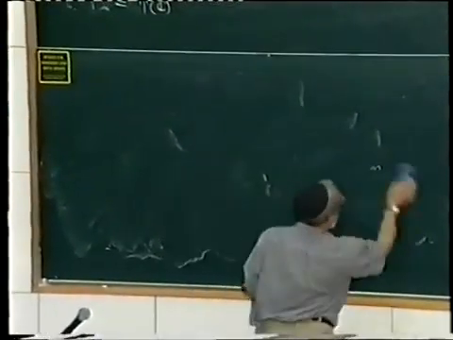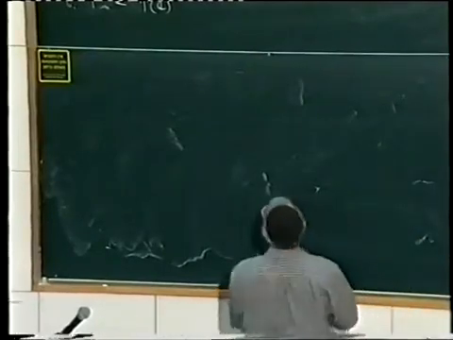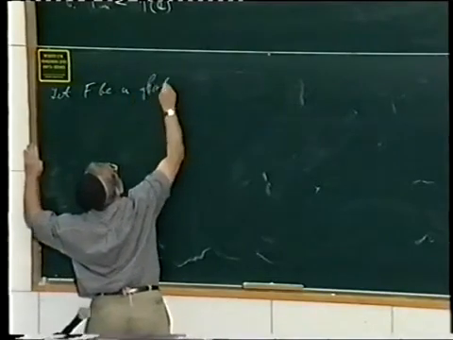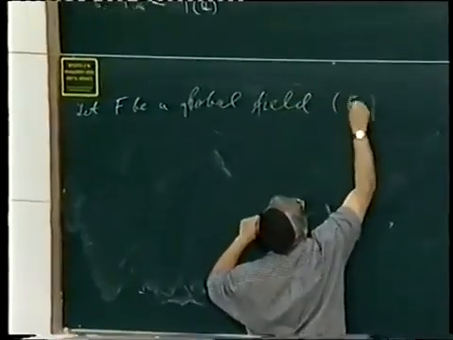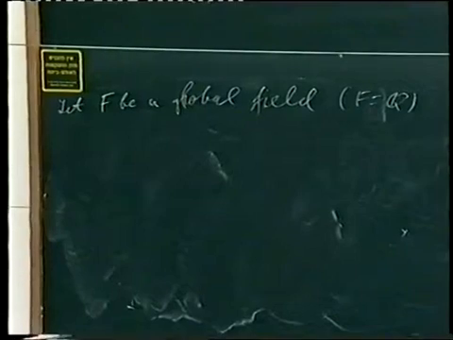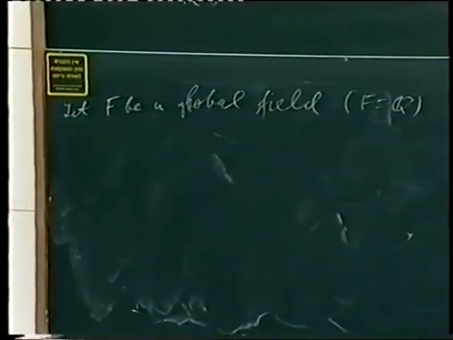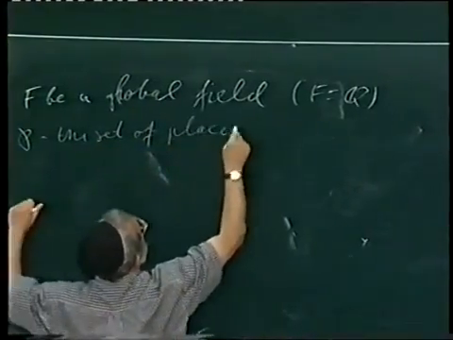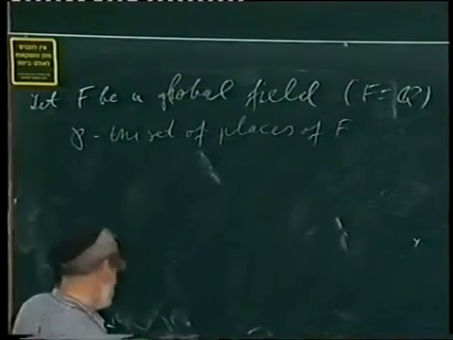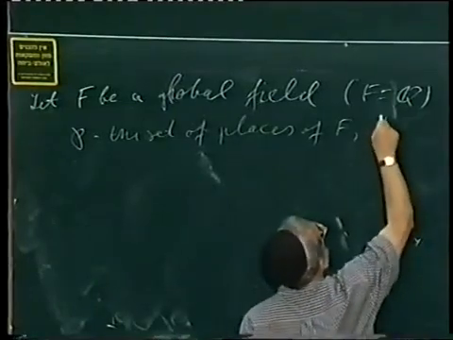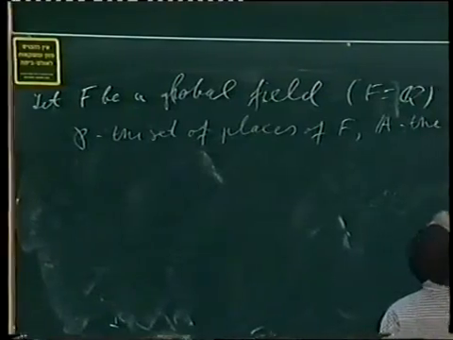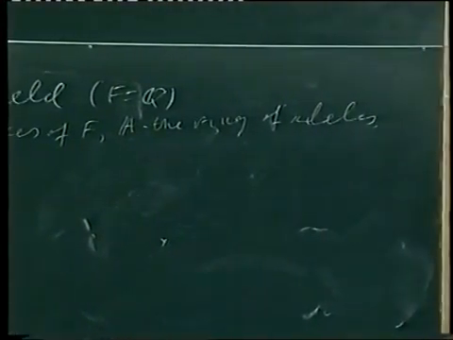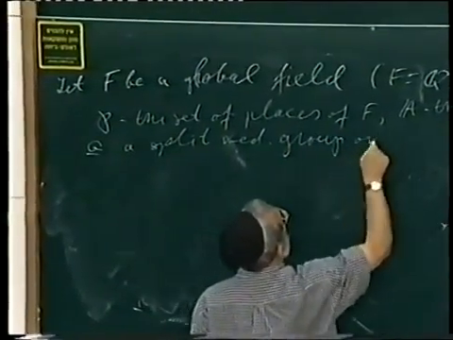Now, I will not change notations, but now I assume, and I'll try to keep on this line, let F be a global field. If you want, you can assume F equal to Q, there will be no difference in understanding. P, the set of places of F. So for Q, it's all p-adics and the real. A, the ring of adeles. G, a split reductive group over F.